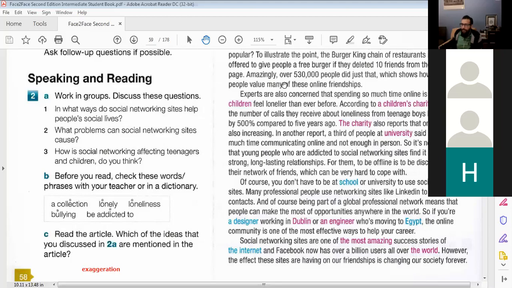But now we're gonna read this interesting article. But I just wanted to quickly check these words. I think you already know them, but I just want you to take a look. So we have a collection. I think this is clear. A collection of anything: lonely, loneliness, bullying, and to be addicted to.